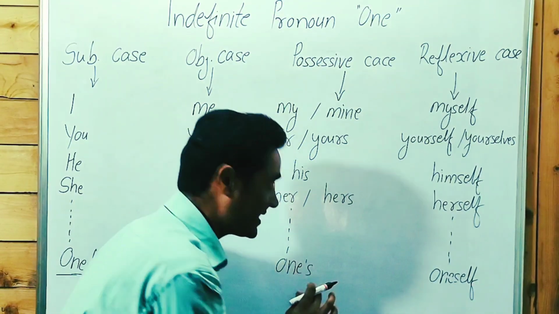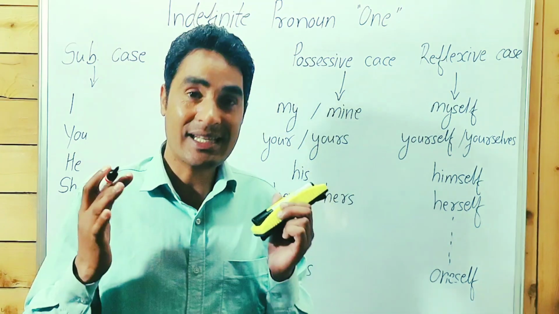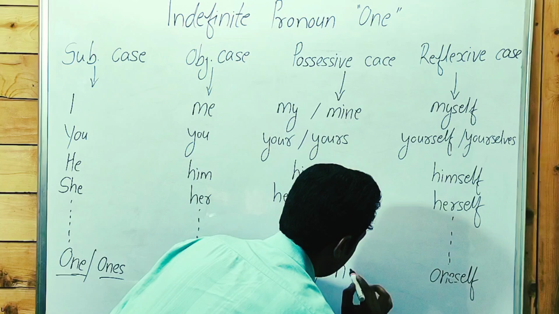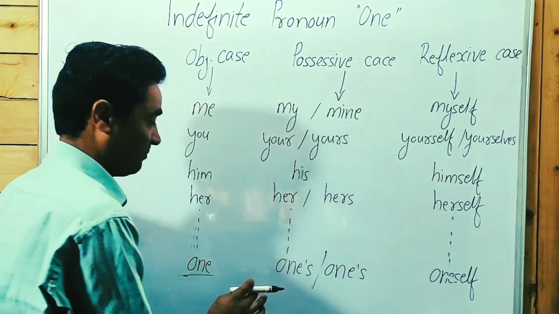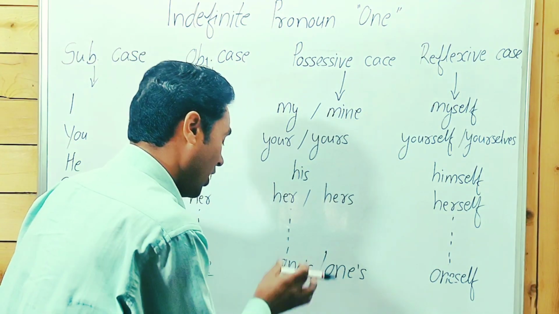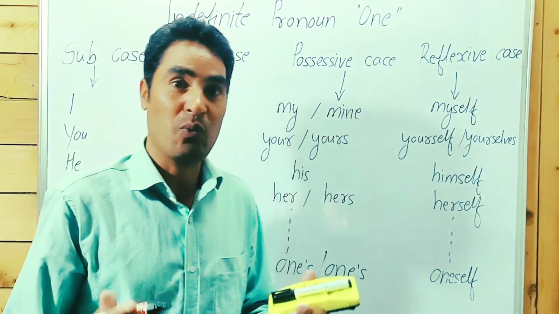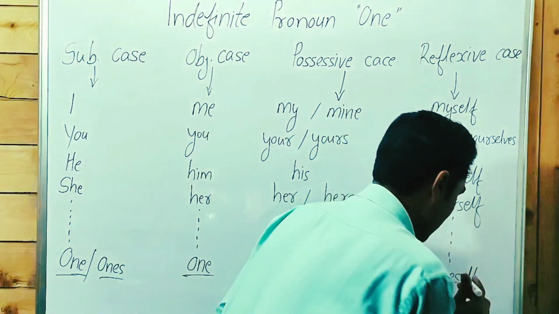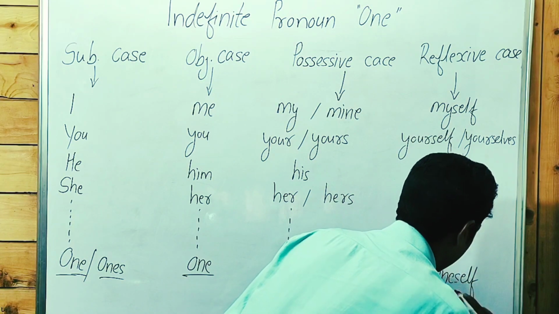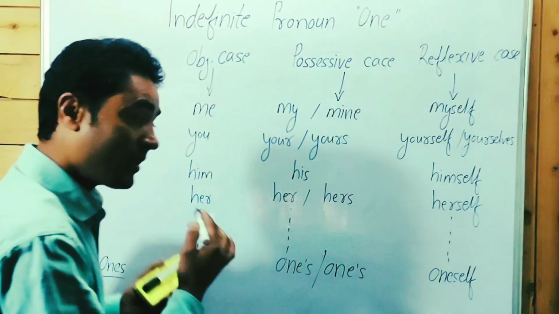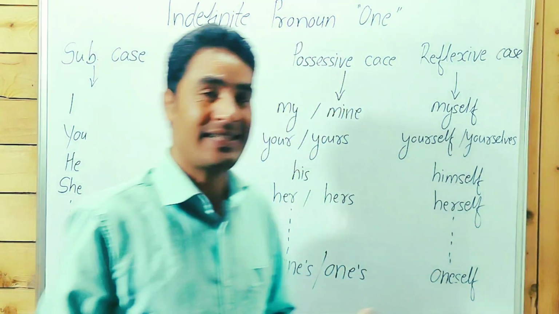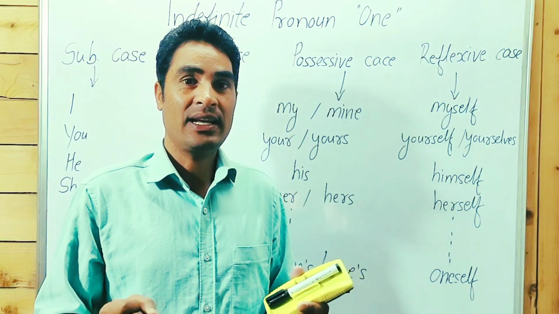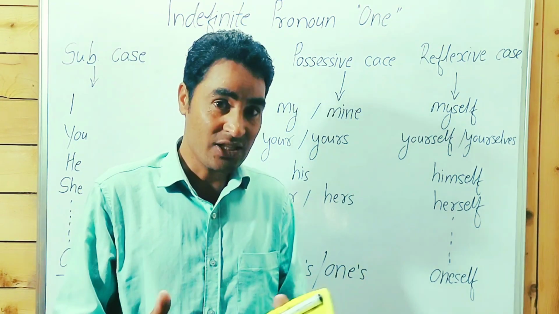When we talk about possessive case, possessive pronoun and possessive adjective, it is one's, with apostrophe s. Both are the same. Subjective, possessive adjective and possessive pronoun, both are same: one's. And this is oneself, one self, the reflexive case. One is used in three situations. You can say there are three terms one is used.